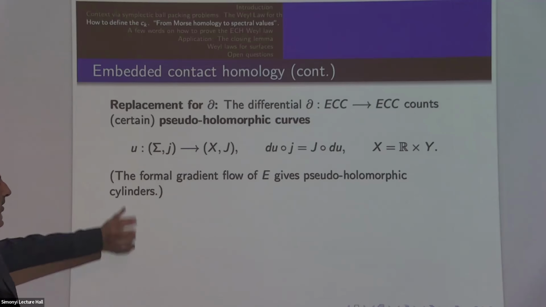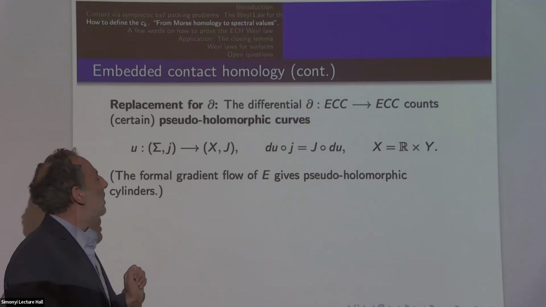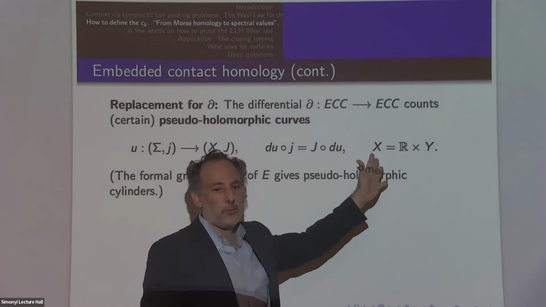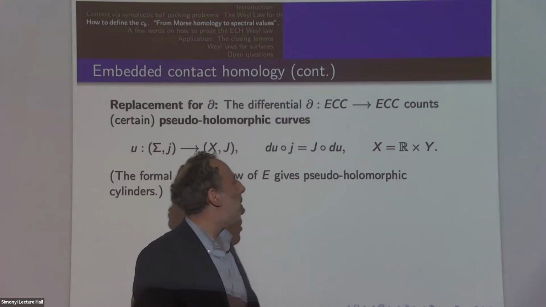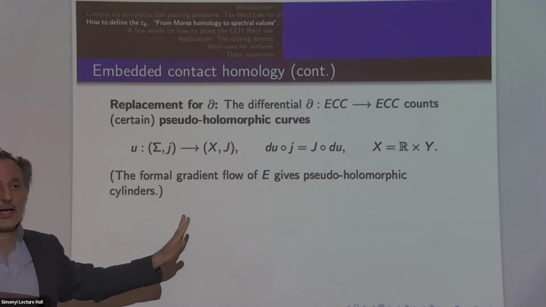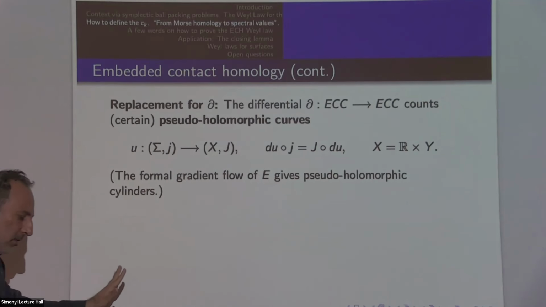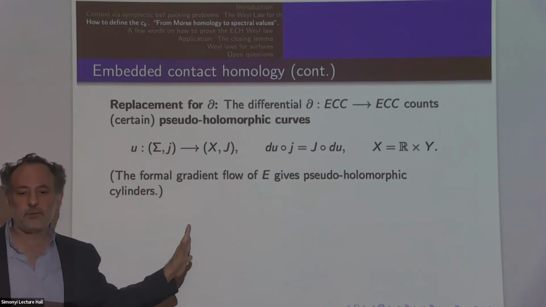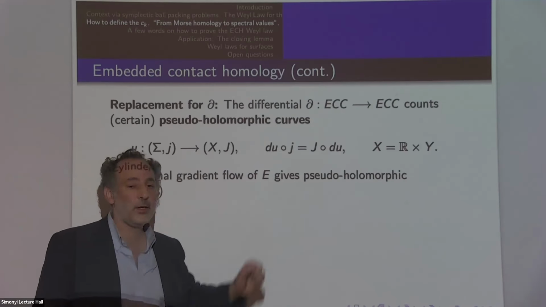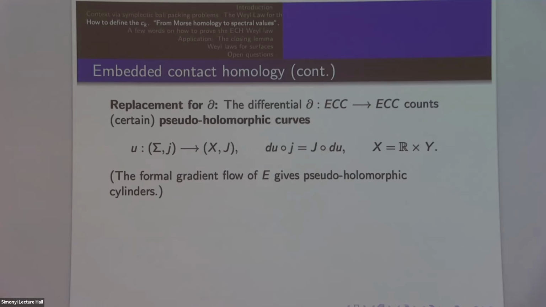So right, I said this rather fast. Y comes with a contact form. That means that R cross Y comes with a symplectic form. Therefore, it has an almost complex structure. That's this J. So you choose one, exactly. But the beautiful observation of Gromov is that you actually have a contractible family of choices. And so it's not dissimilar to how in the Morse case you had to choose a Riemannian metric to make sense of the flow line equation. It didn't depend on the choice of Riemannian metric. You have to choose an almost complex structure, and it's not going to depend on the choice of almost complex structure. Okay.